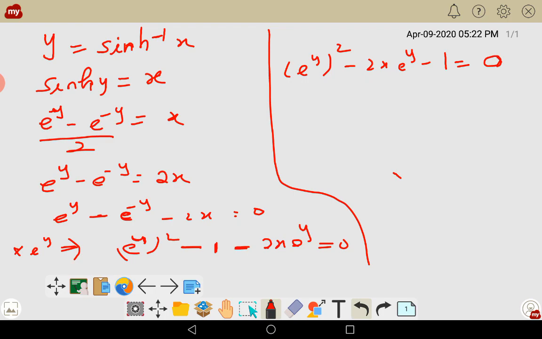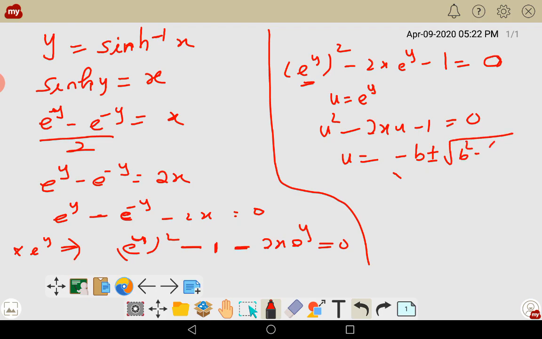If instead of e raised to y you choose u is e raised to y, you will get u square minus 2x u minus 1 is 0. It's a quadratic equation in u. Now we have a formula to find the solution of u, which is minus b plus or minus square root of b square minus 4ac divided by 2a. And you remember a is 1, b is minus 2x, and c is negative 1.